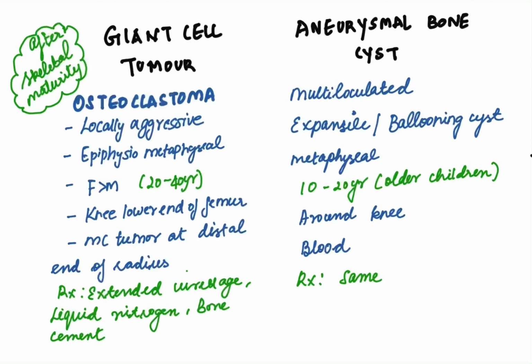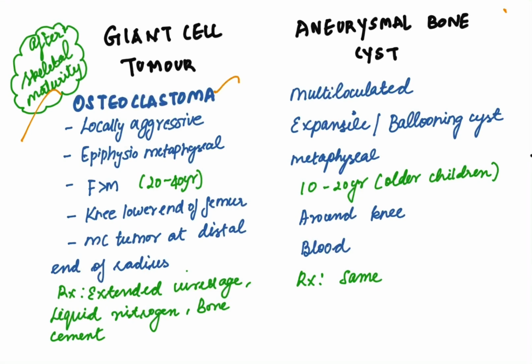Hello, let's get to know about the major difference between the two most confusing bone lesions. One is giant cell tumor, the other is aneurysmal bone cyst. Let's see theoretically before we go into the X-ray features. So, the giant cell tumor occurs after the skeletal maturity.